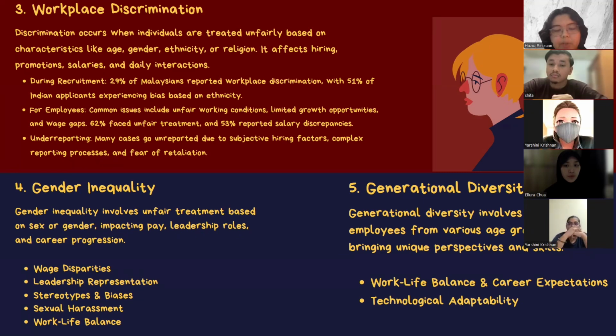As for workplace discrimination, this is when workers are discriminated against because of their characteristics like age, gender, ethnicity, and religion. For example, in Malaysia, 29% of the workers who reported facing discrimination are Indians, and they face the highest rates of discrimination in job applications. Discrimination will show up in multiple ways: unequal pay, limited career progression, and unfair working conditions. Many of these go unreported because of a very complex reporting system, and they fear retaliation.